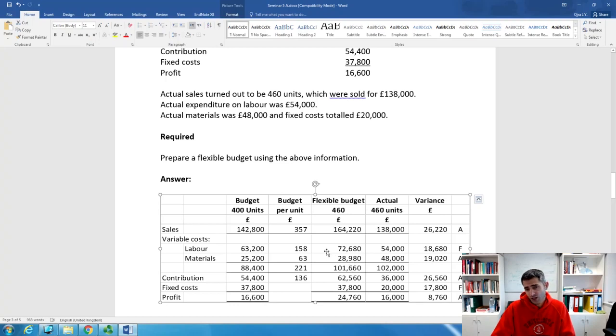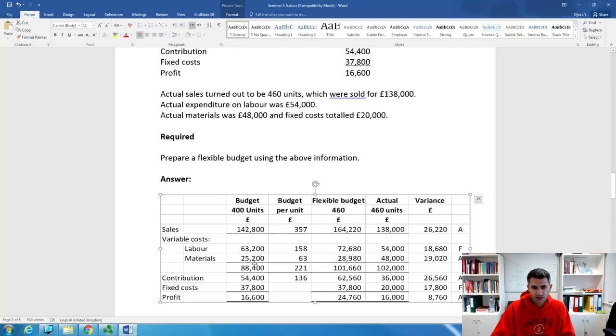But the question I'm sure you need to ask, right, these figures, the budget per unit, are based on what? Based on the static budget, right? So in order to find the budget per unit, you need to divide the total in every single item by the number of units. So for instance, 142,800 divided by 400 units, that's 357. 63,200 divided by 400 units, 158.